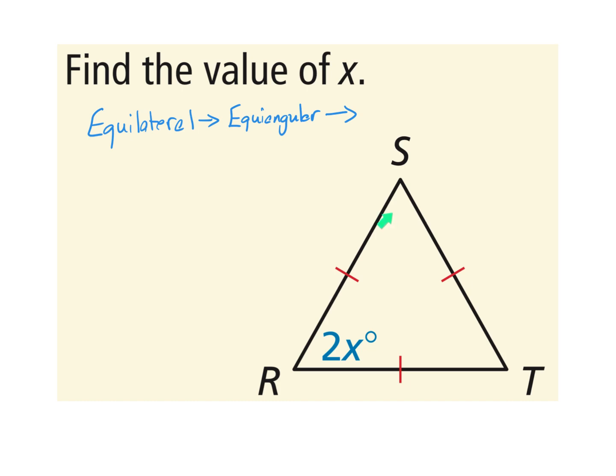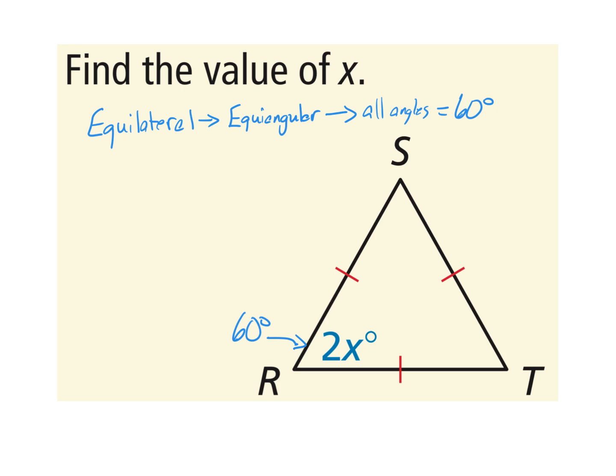All 3 interior angles are equal, so it's this one and this one, and they add up to 180. So 180 divided by 3 tells me that each one is what? 60 degrees. Okay, so this angle R here is 60 degrees. Angle S is going to be 60, and angle T is 60 as well.